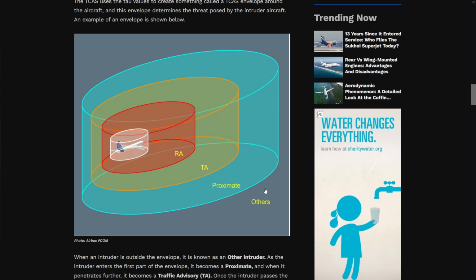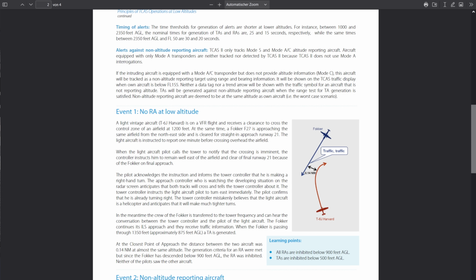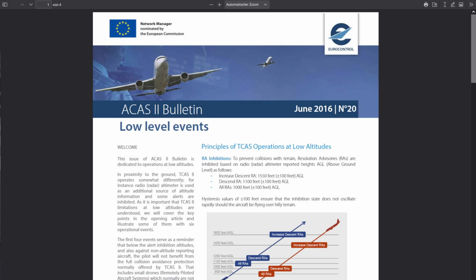Now that becomes a lot more obvious when we have a look at a document here from Eurocontrol talking about the principles of TCAS operation at low altitude. And note how over here they don't even call it TCAS, they call it ACAS. Now ACAS is the term used on the level of the aviation authorities and air traffic control, and stands for Airborne Collision Avoidance System, with the emphasis here being on airborne, because TCAS is not made for ground operation.